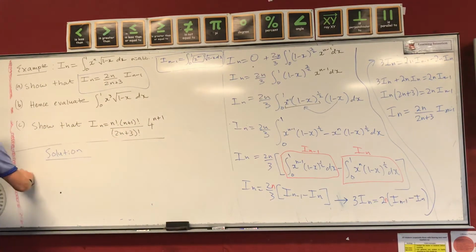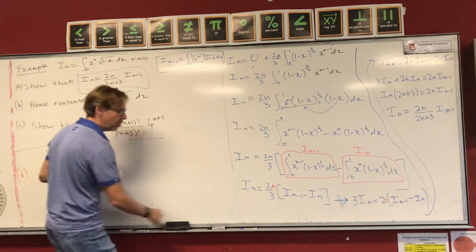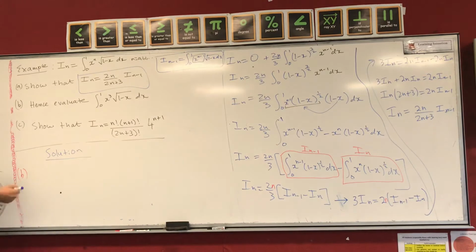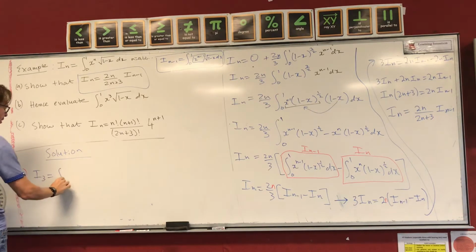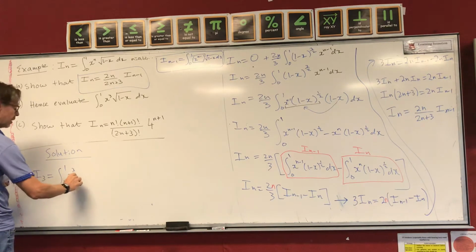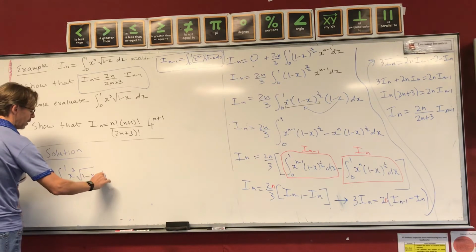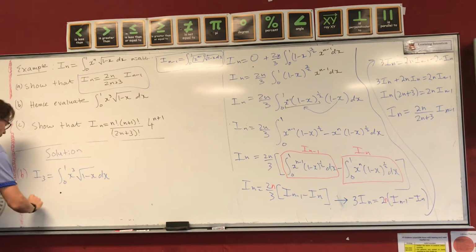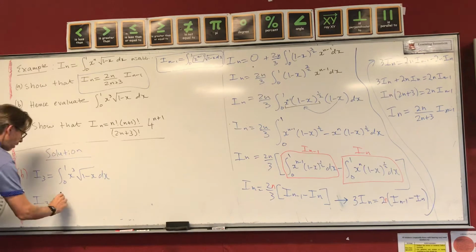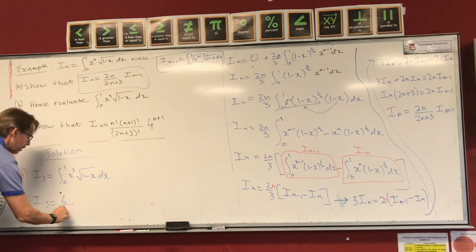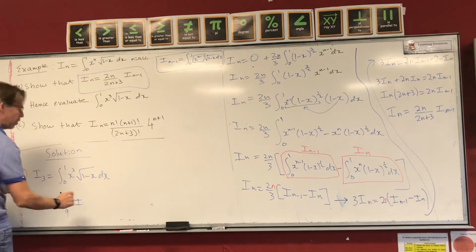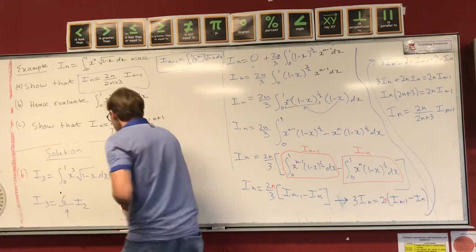Okay, so part B. Hence means I've got to use the formula. So here we go. Now this is obviously I3, so I've got to find I3. Well, I3 is equal to this. But I've got a formula, don't I? So I3 equals, n is 3, so it's going to be 6 over 9 times I2.